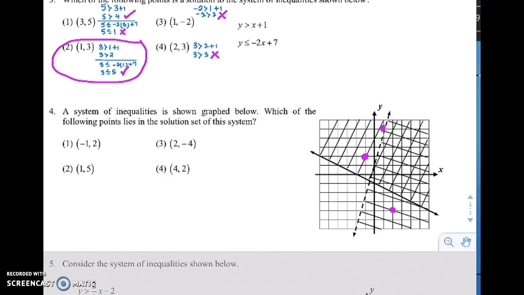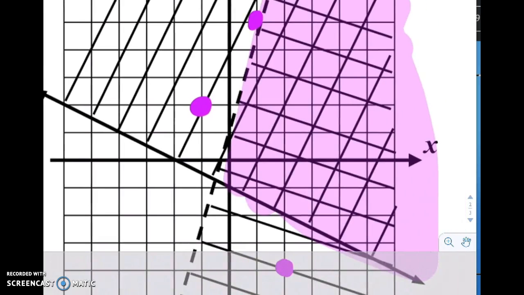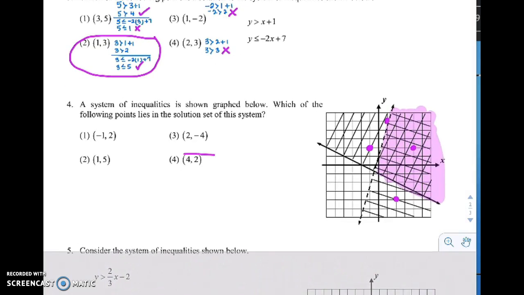We are looking for a point to be in this area here where both of those inequalities are shaded. And the only point that falls in that area is 4, 2, right there. And that's our answer.